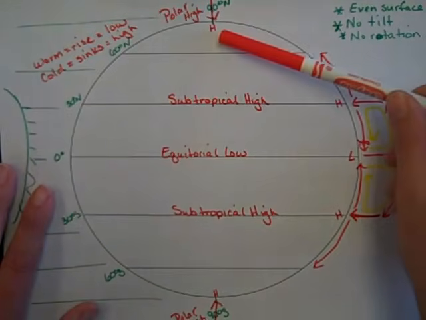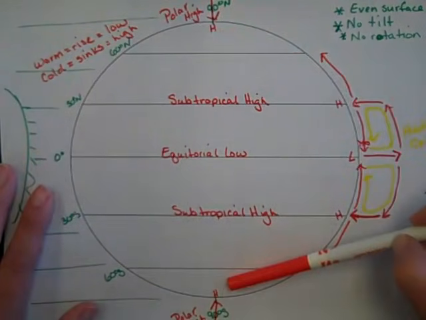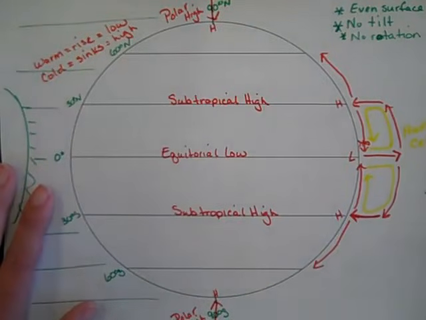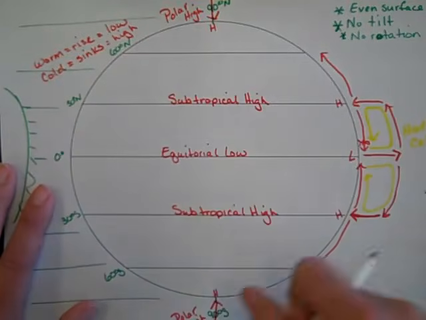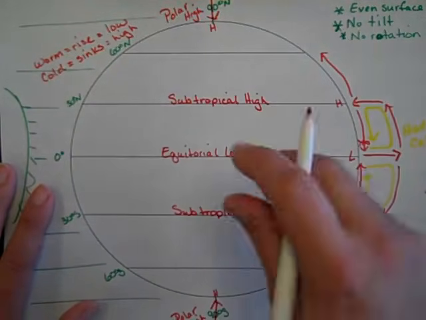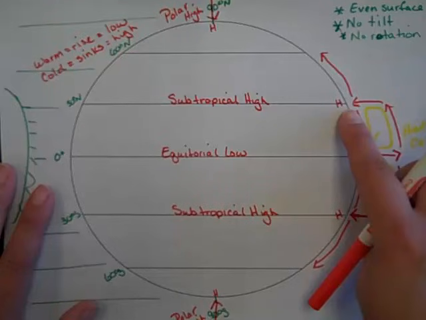What you might not know is that our poles are deserts as well. Those are considered deserts because you don't have a lot of moisture. You don't have a lot of moisture because of those high pressure systems. All right, now same thing that happened over here with our high pressure.